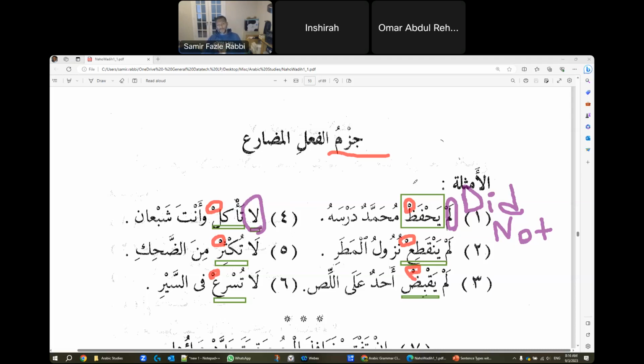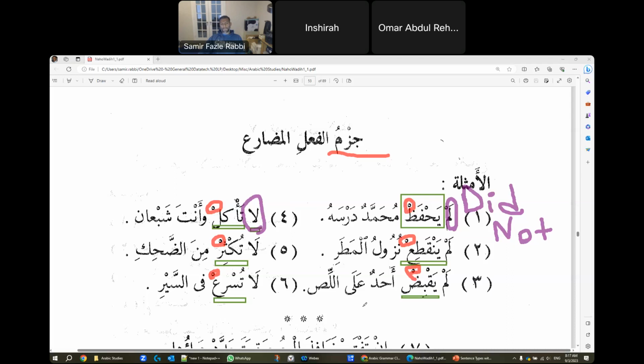Not all the la will do it, and we'll talk about that in a second. So la ta'kulu, this is, yeah, go ahead. No, so what is jazm state though? What does it indicate in terms of meaning? It's just a state. That's all it is. If you have lam before this mudari verb, you're going to put a sukoon on it. You're not going to say yahfadu, you're not going to say yanqati'u or yaqbidu or anything. It has to be the sukoon, for the examples we're covering right now, at least. There's a little bit more to it, but this is the general gist.